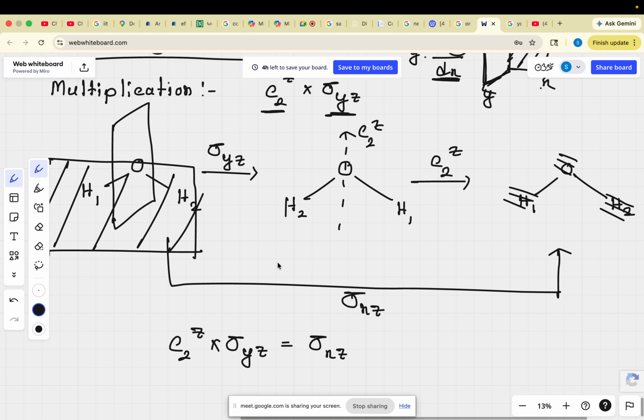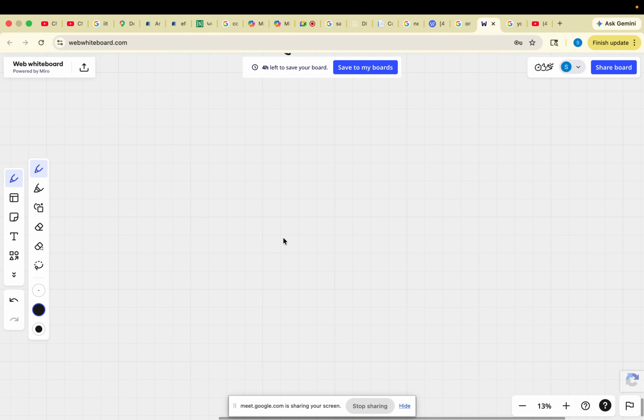Now, for all the molecules it is not possible to check like that, so we will use some equation here. That will be easy, because in exam time you do not have that much time to see by doing all the things. So first of all, write down: sigma represents a plane, right? So it will involve two axes. Suppose I am talking about sigma xy.